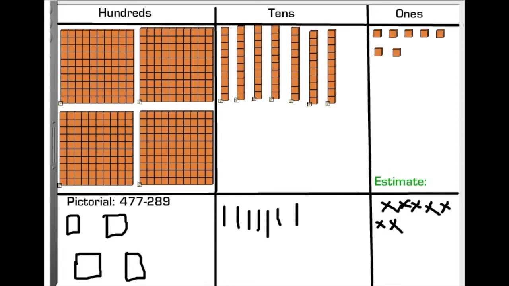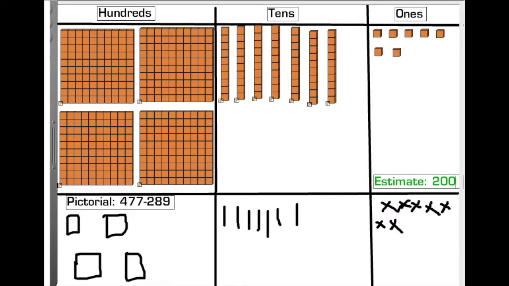The reason for doing this is so when I find my difference, if it is relatively close to the estimate, chances are my difference is correct because I used friendly numbers to make my estimate. So I'm going to round both my minuend and my subtrahend up to the nearest 100. So I'm going to round 477 up to 500 and 289 up to 300. And I know that 500 minus 300 is 200.